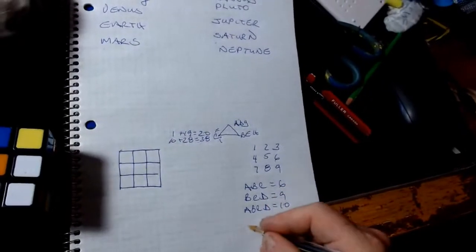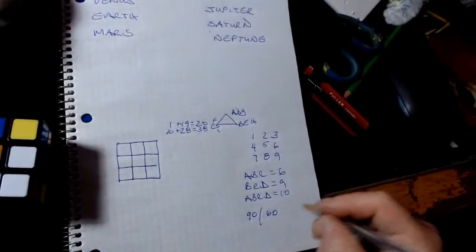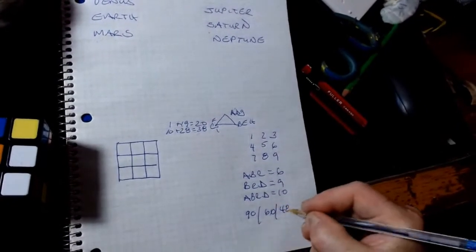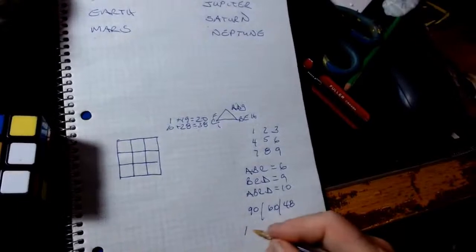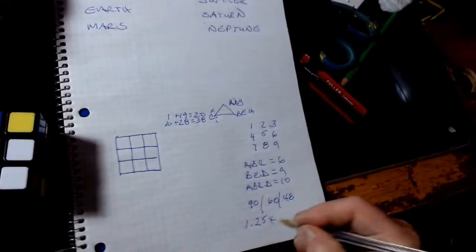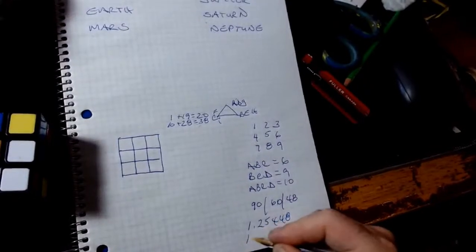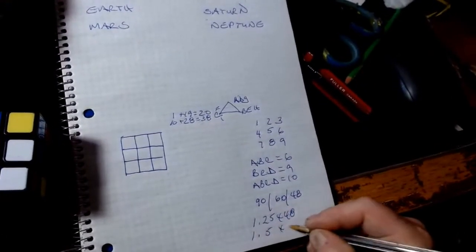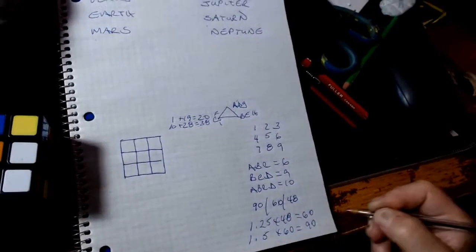And then we're living, instead of 90 seconds on the clock, we now live 60 seconds on the clock. The word basketball is reduced and telling us about 48 seconds on the clock. 48 is 1.25 times 48. And then we have 1.5 times 60. And this will equal the 60, and this will equal the 90.